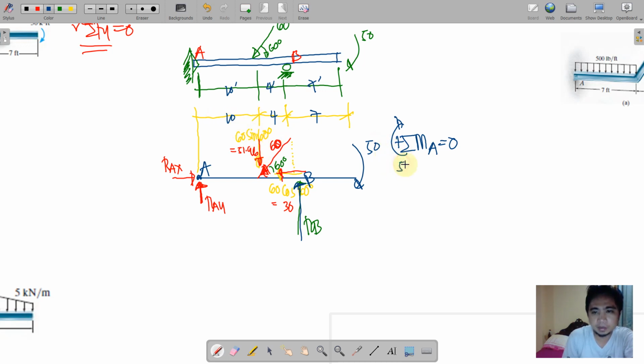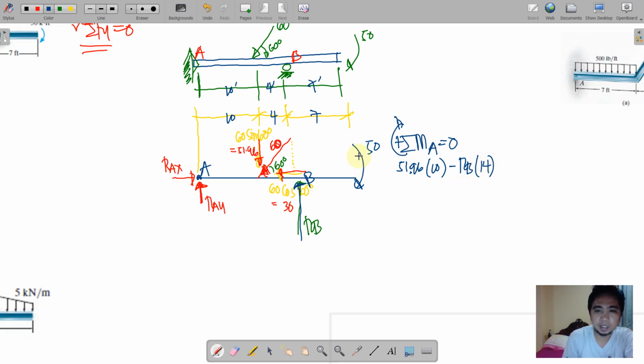Okay. 51.96 times 10. And what is the rotation? That is clockwise rotation. That is positive. Okay. Next, RB would have a counterclockwise rotation. So we indicate that by a negative sign. So RB times what is the moment arm? From A, that is 10 plus 4, that is equivalent to 14.